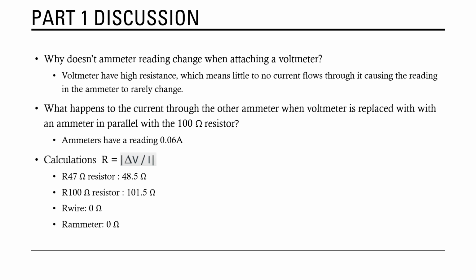Also, what happens to the current through the other ammeter that is placed in parallel with a 100 ohm resistor? That ammeter had a reading of 0.6, and that means that the current increased. And the resistance that we calculated for the different resistors as well as the wire and the ammeter, you can see in the slide, and we found that by rearranging Ohm's law. That means that we just took the ratio between the difference in voltage over the current.